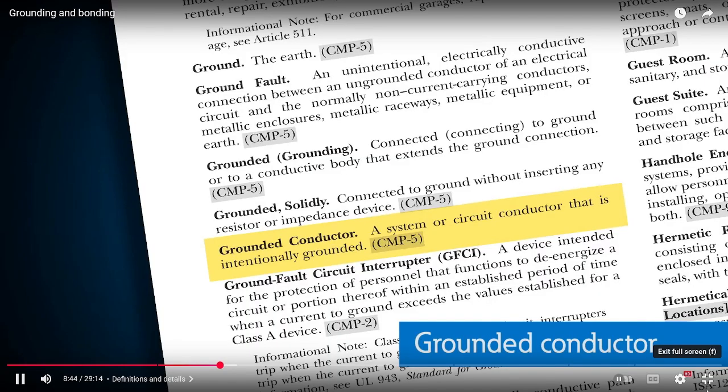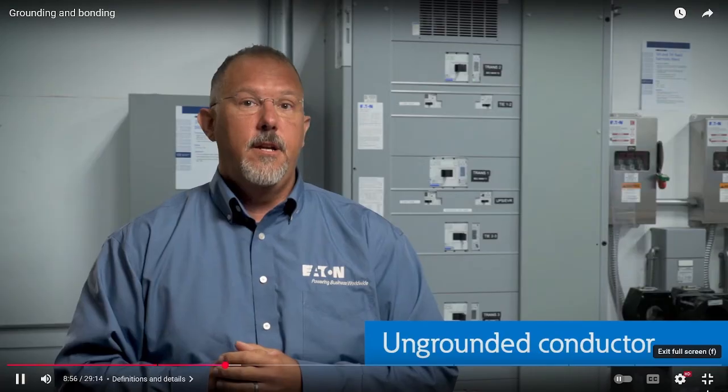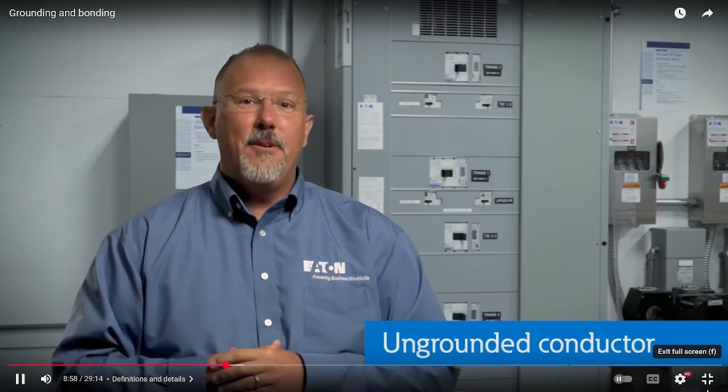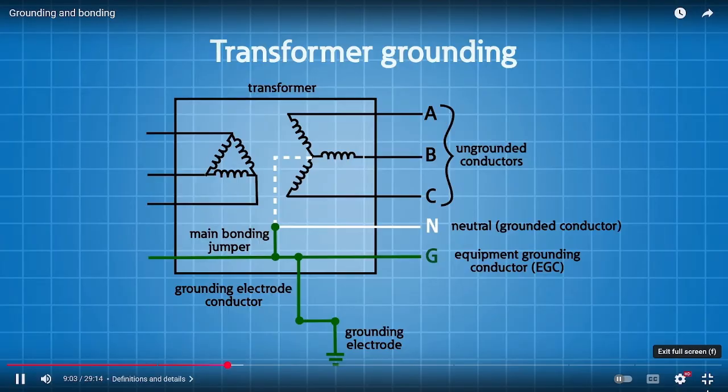All right, so now we're going to talk about the grounded conductor. This is the system or circuit conductor that is intentionally connected to the earth at that one point. We usually refer to this as the neutral. And its ugly brother, the ungrounded conductor, a circuit conductor that is not intentionally connected to the earth. So this is usually your phase conductors.